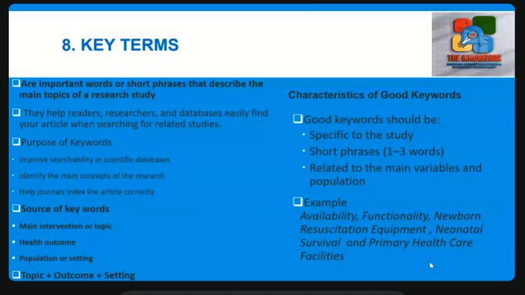The quality of a good keyword should be specific to the study, a short phrase of 1 to 3 words, related to the main variable in the study population. A good example is here, related to our topic or to our title in question. The keywords here are variability, functionality, newborn resuscitation equipment, neonatal survival, and primary health care facility.